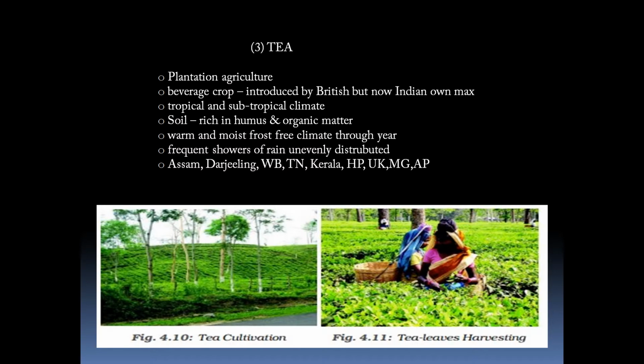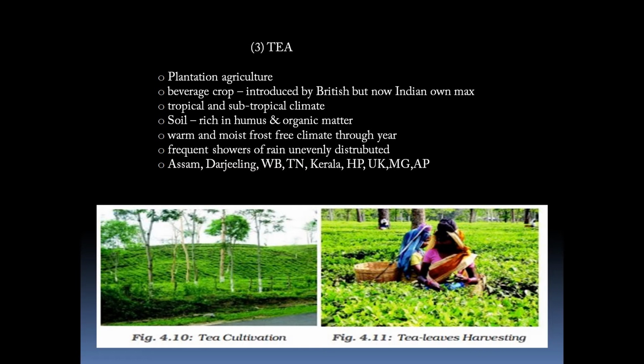Every day we take it, isn't it? So this is the best example of plantation agriculture. Earlier I told you what a plantation system is. In plantation system only one crop is taken. It is a beverage crop. We put it into our tea, milk, then we boil it and then we drink it. It was first introduced by Britishers in India, but now Indians have the maximum share in tea cultivation. In tropical and subtropical climate it can be cultivated.